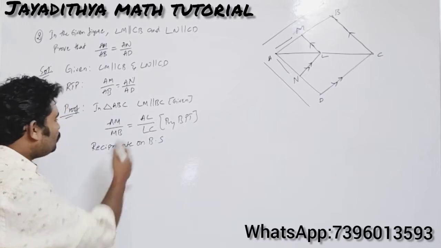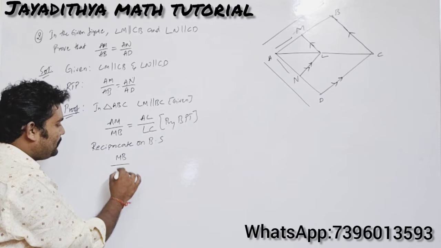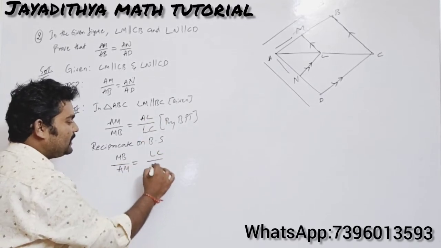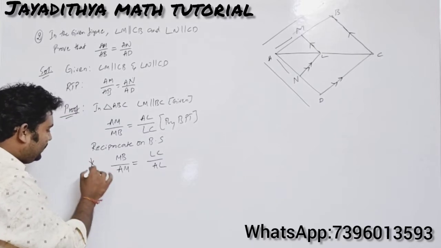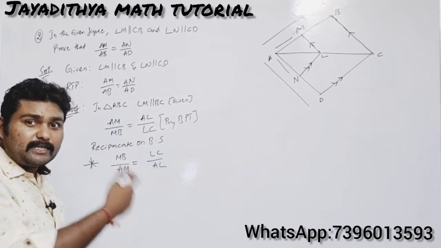Reciprocate on both sides. So what happens now? If you reciprocate this one, this becomes MB by AM is equal to LC by AL. Clear? This is a very, very important step in this problem. I already told you this when I was discussing the previous case also.